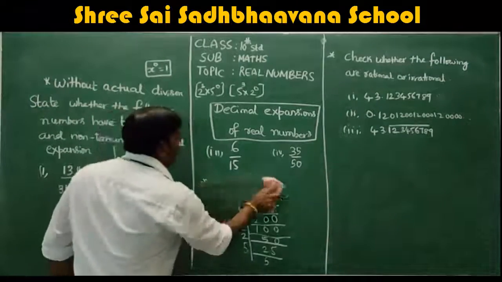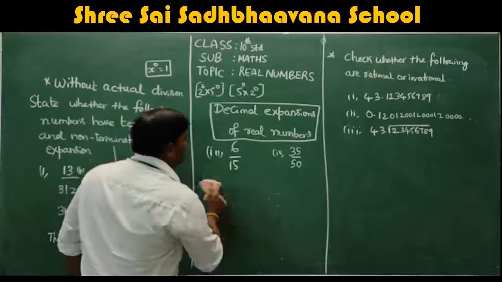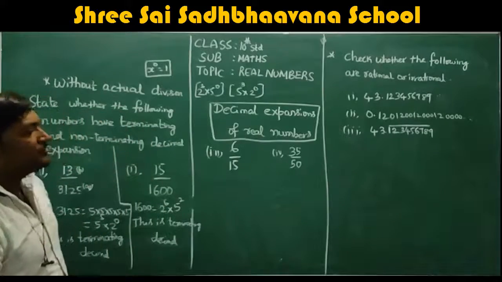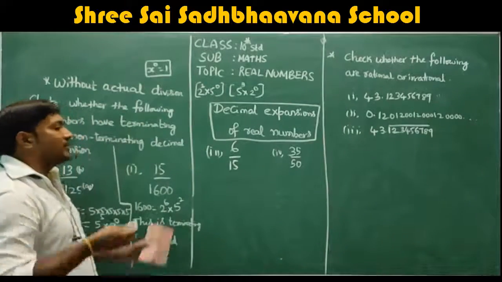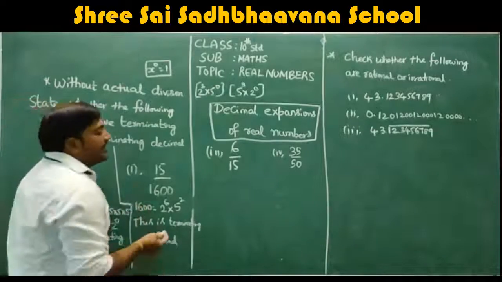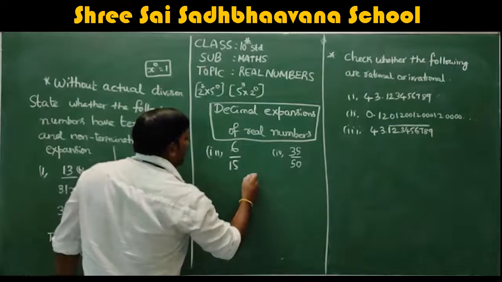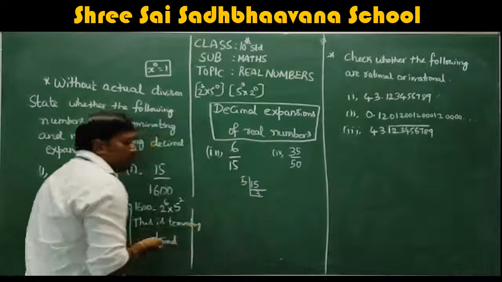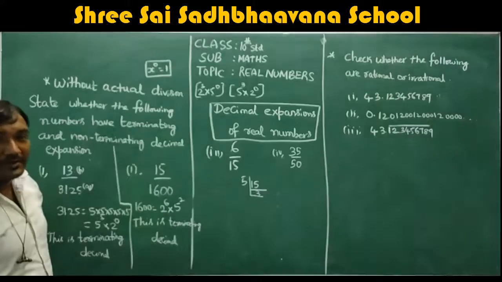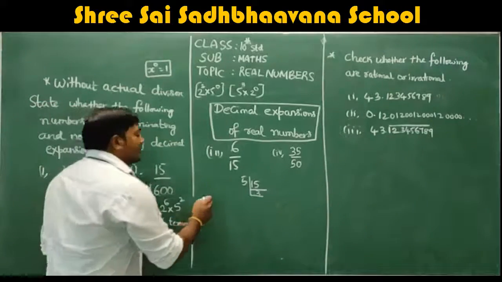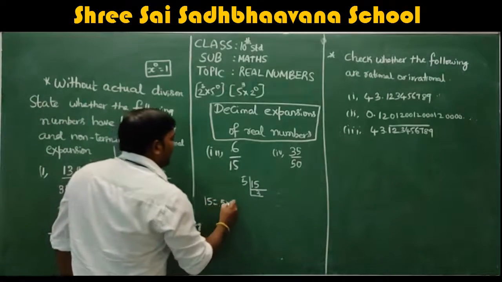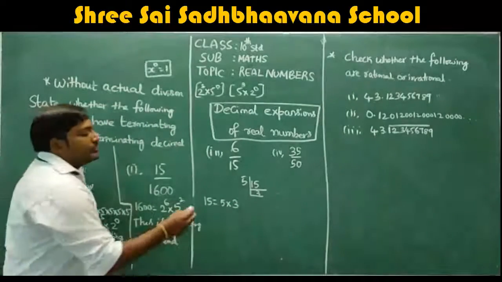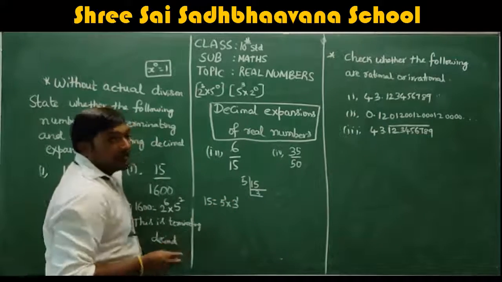Okay, next. Let me go with the next sum. What is that? 6 divided by 15. Correct. Is 6 divided by 15 a terminating decimal expansion or not? Let me do the prime factorization of 15 first. So what are the prime factors of 15? 5 ones are 5, 3 fives are 15. That's all. Can we write further? 3 is a prime number. Can we divide further? No, we cannot divide. So 15 can be written as 5 into 3. Correct? 15 can be written as 5 into 3. It means 5 power 1 into 3 power 1. Okay?